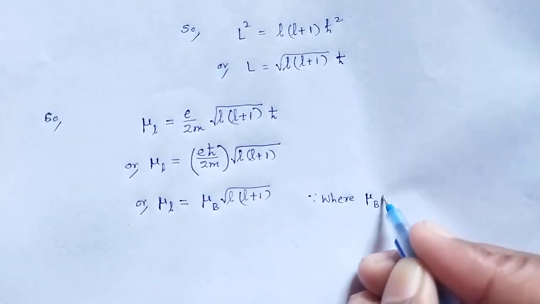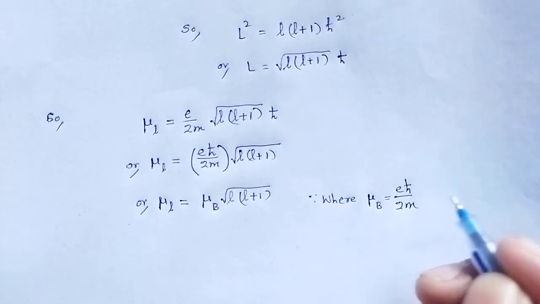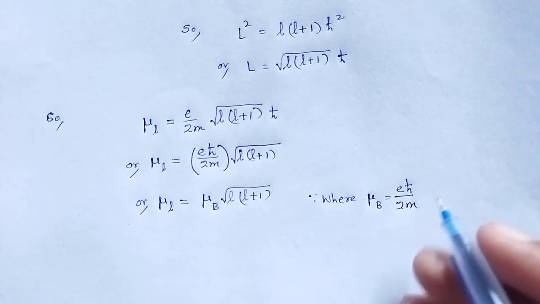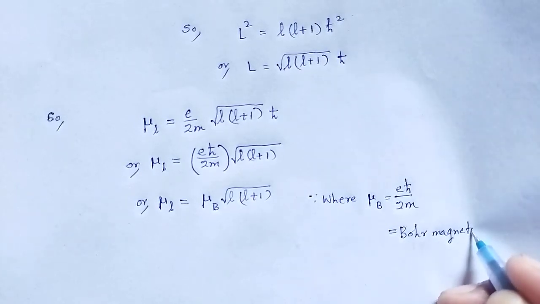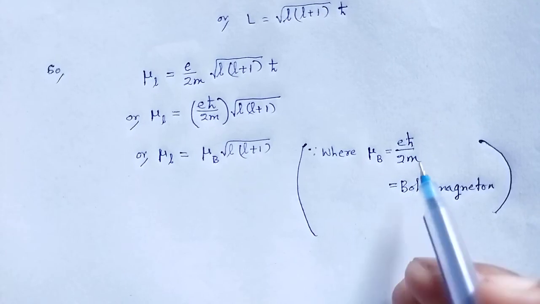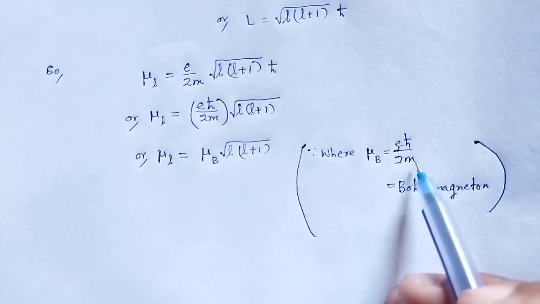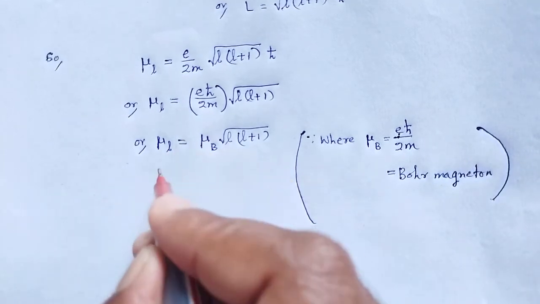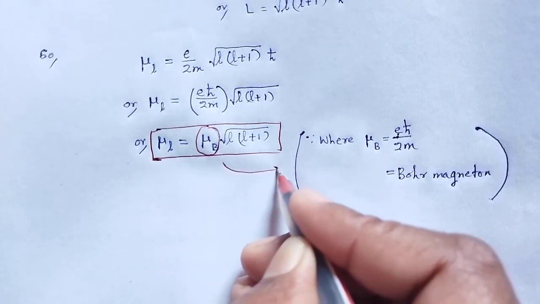Where mu of B is equal to e h cross by 2m. It is the natural unit for measurement of atomic magnetic dipole moment, and that is called the Bohr magneton mu B. When we put in the values of e, h cross meaning h by 2 pi, and the mass of the electron, a specific value is found out. That is the relation, and that term is known as the Bohr magneton.